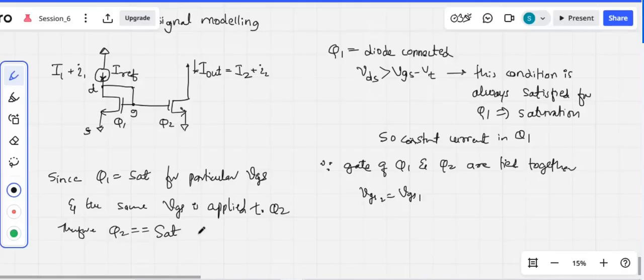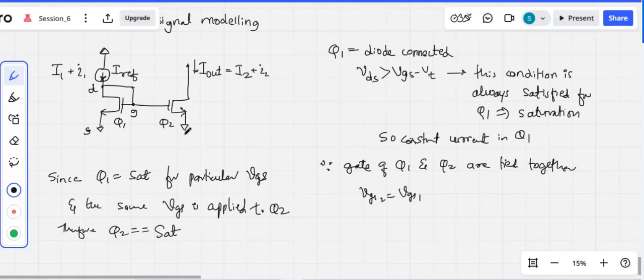Now, what I want to deal with over here is this. I now know that this is my current mirror, because the current in Q1 is mirrored in Q2. Now we'll try to understand certain characteristics of this current mirror. So what would be my input resistance, what would be my output resistance, and how do I calculate the current gain, because I say this is a current source, right?